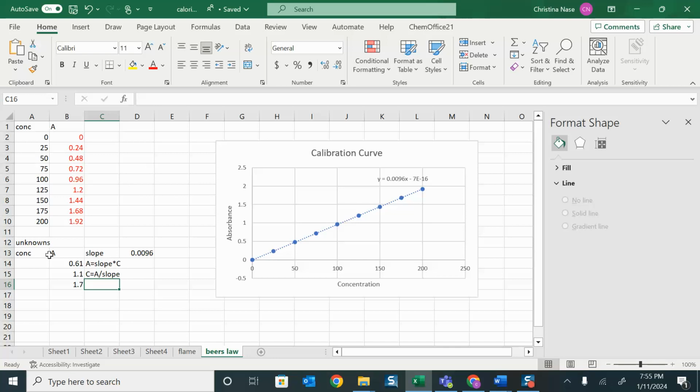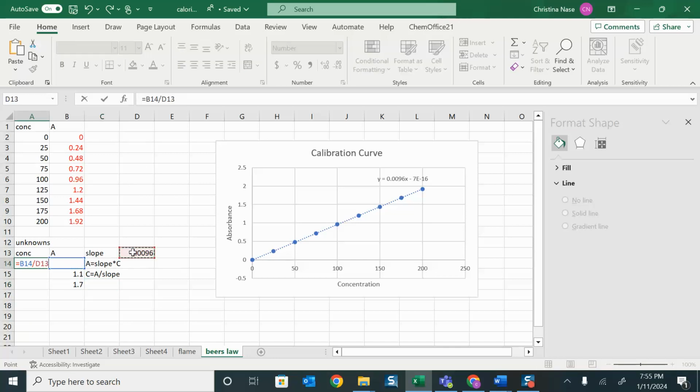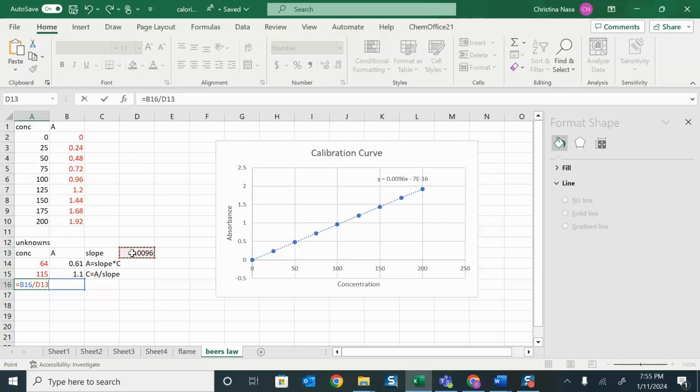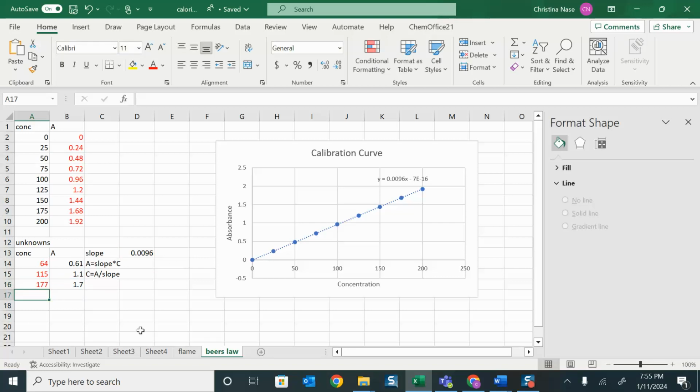Absorbance divided by slope. So here I'm going to take the absorbance and divide that by the slope. You can do that all the way around. Equals absorbance divided by the slope. Again, your numbers are going to be different because you're doing a different compound. So these are my absorbances, these are my concentrations, and we can double check that on this graph as well.